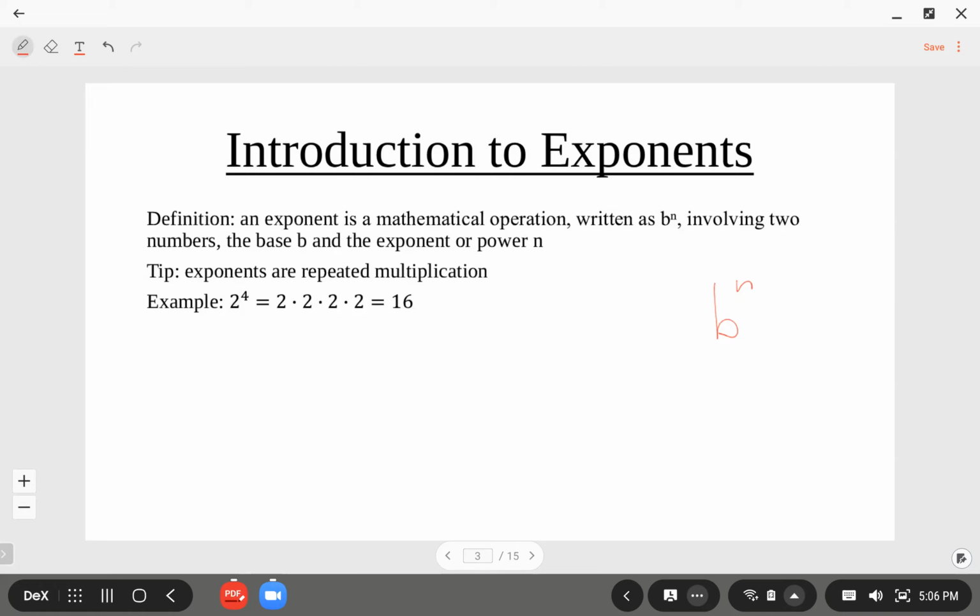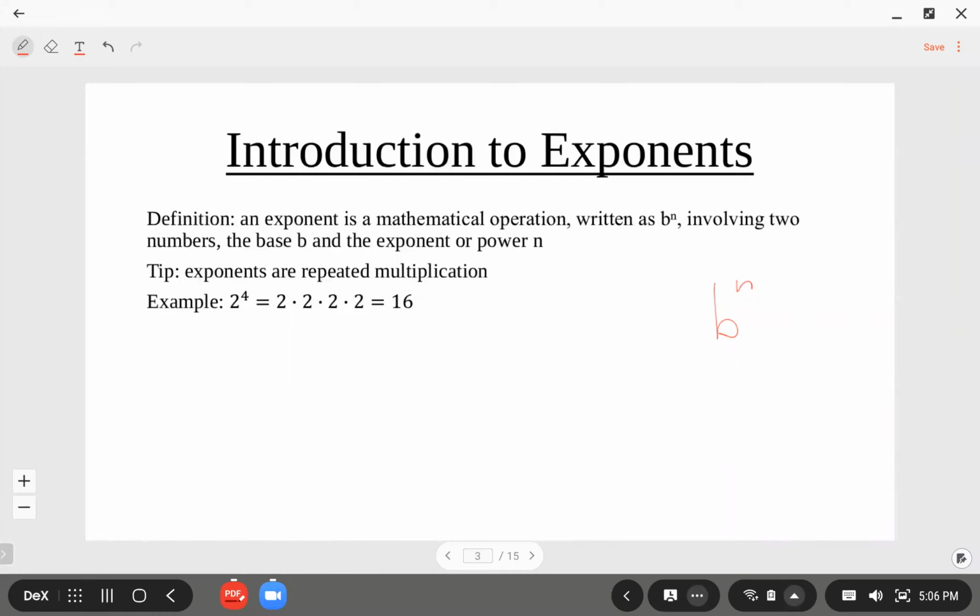Okay, so I'm giving you a tip here. Exponents are repeated multiplication. So let's say you have 2, which is our base. 2 would be our base here, or b. And 2 to the 4th power. Now 4 is going to be n right here. That is our exponent. So 2 to the 4th power, what is that?